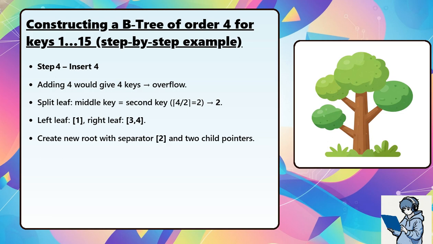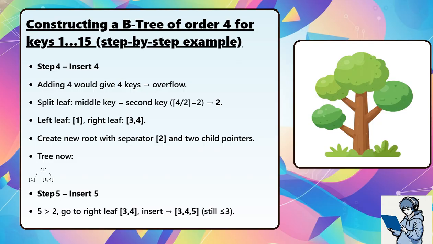The left leaf contains 1 and the right leaf contains 3 and 4. Create a new root with separator 2 and 2 child pointers. The tree now has a root with key 2, a left child leaf containing 1 and a right child leaf containing 3 and 4.